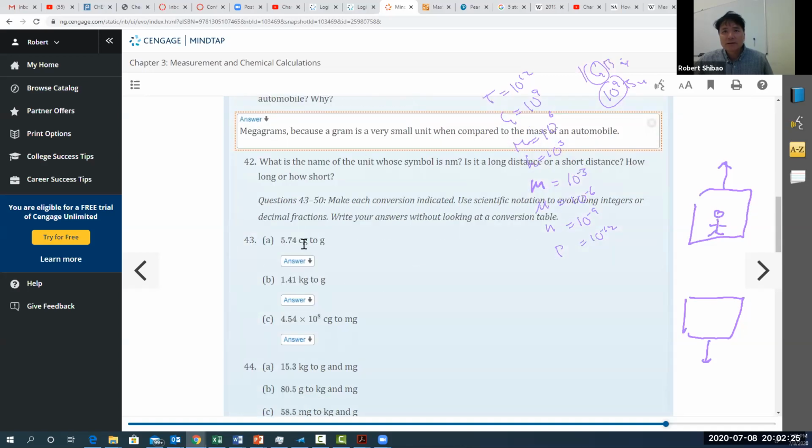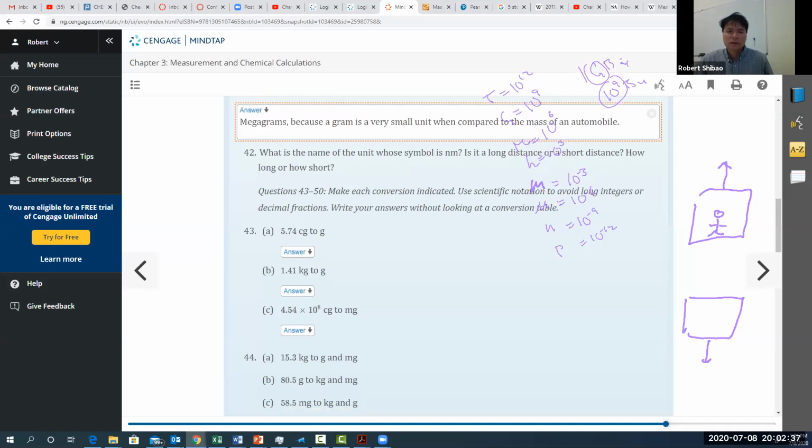5.74 centigrams. Centigrams is not that common. Centimeters is common. So there's 100 centimeters in a meter, so there must be 100 centigrams in a gram. So this is just dimensional analysis. I can do it this way. 5.74 centigrams. And then there must be 100 centigrams per gram. And so we're dividing it. And so what does that come out to? 0.0574 grams.